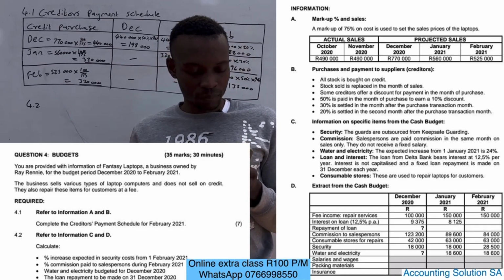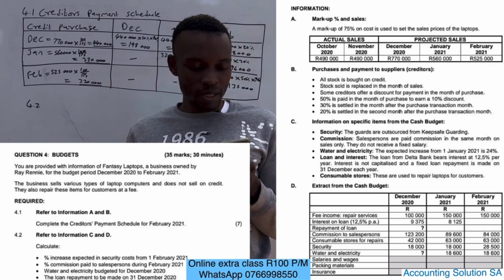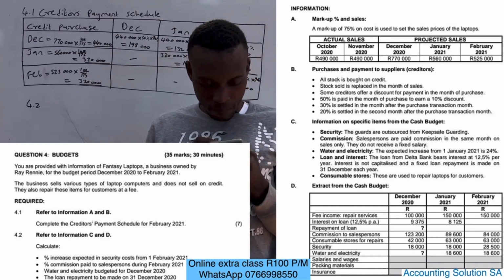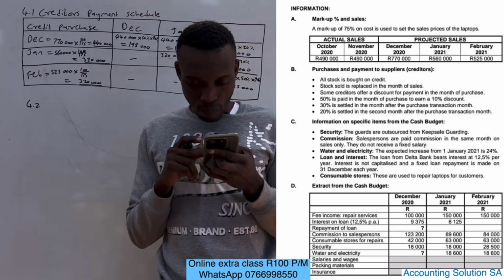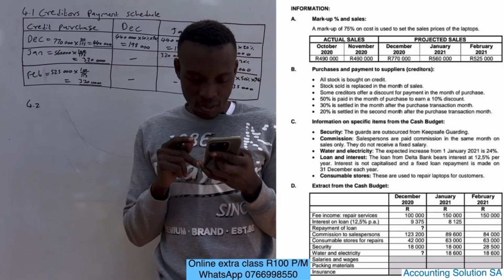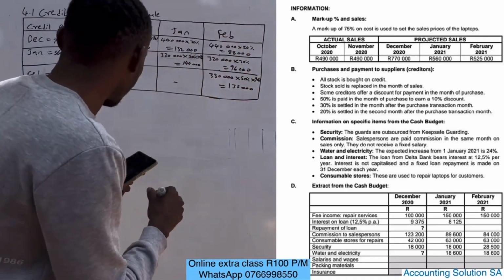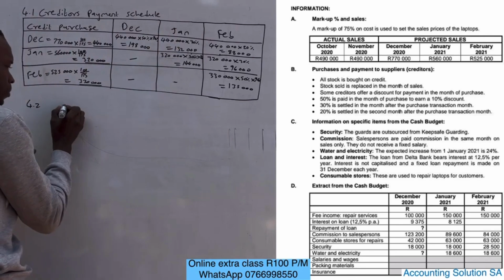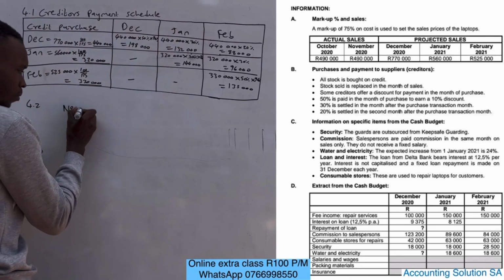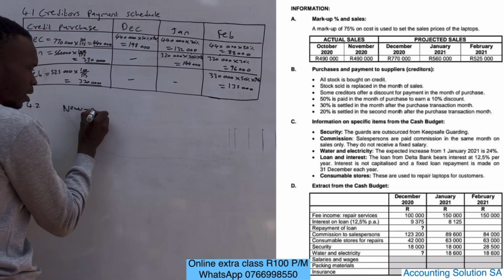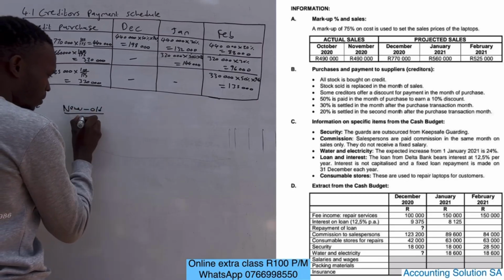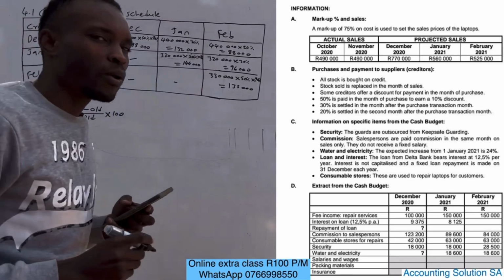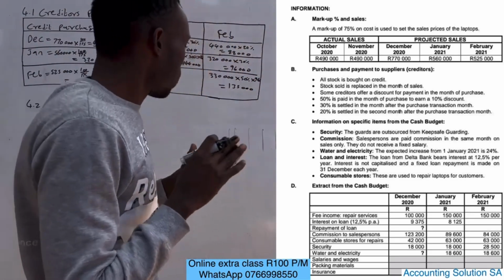Okay, let's start with the expected increase in security cost from February. If we check security cost, it has increased from 18,000 to 28,000. Now we want to calculate the increase. When we calculate the percentage increase, guys, use this formula: new minus old divided by old multiplied by 100. This formula will never give you a wrong answer, it is always correct.